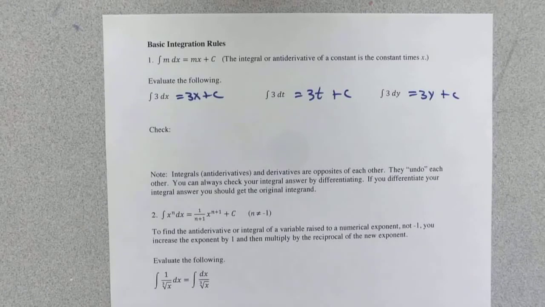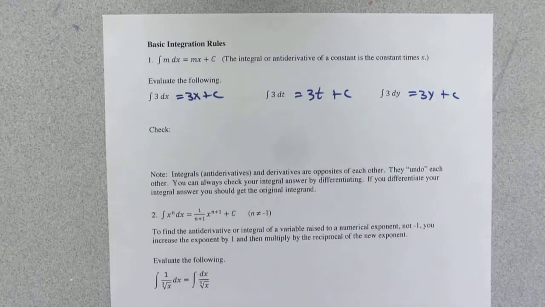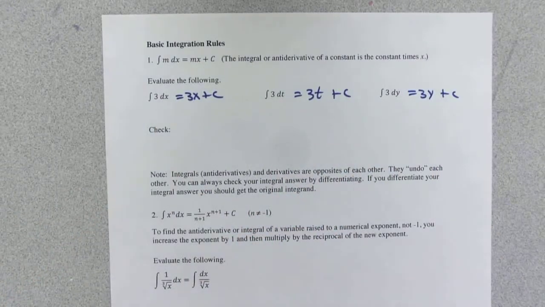Now, I will not count off on a test. If I happen to put dy and you write 3x here, I'm not going to count off for it. The computer will. The differential dx, dt, dy is telling you what variable they are using. I don't care. If you get it wrong, I'm not going to count off for it. The computer will. But then check.